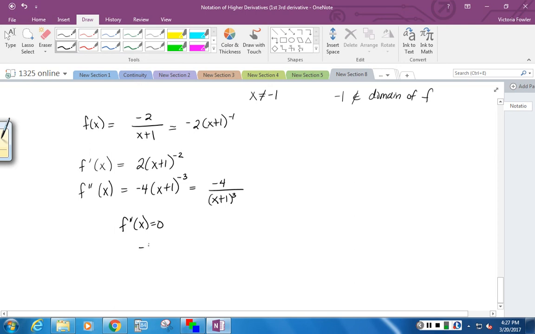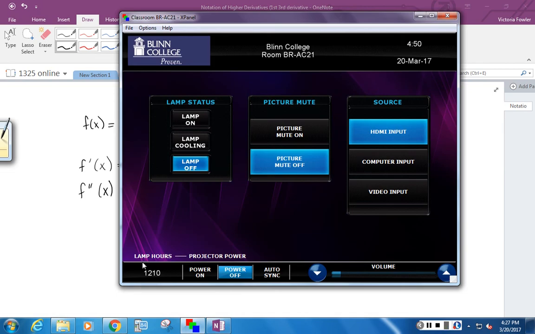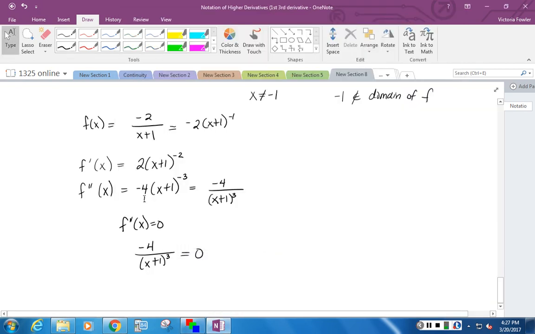what I'm doing is I'm taking negative 4 all over x plus 1 cubed, and I'm setting equal to 0. Now this essentially is a fraction. Any x value I plug into this left-hand side will be negative 4 divided by something. Negative 4 divided by something else. Negative 4 divided by 100. Negative 4 divided by 800.